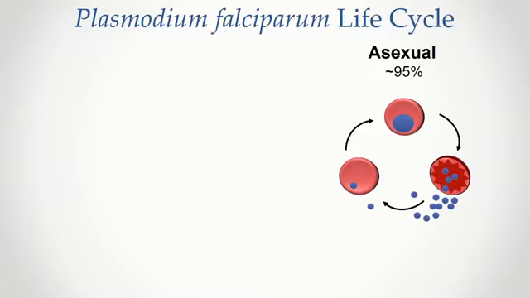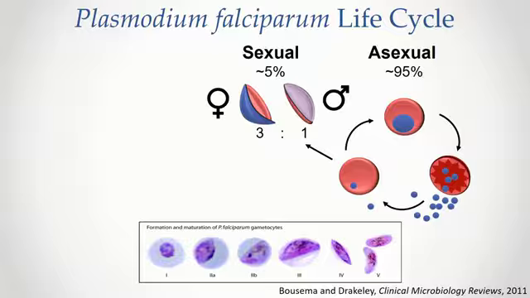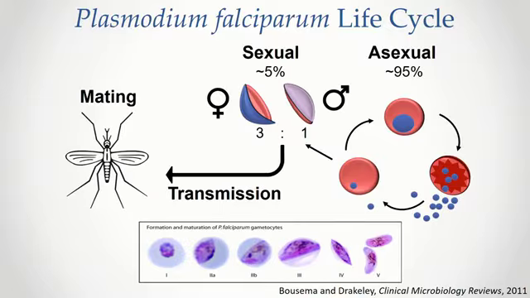Most of the parasites stay within the asexual part of the life cycle, approximately 95%. But then you have a few parasites that commit to a sexual fate, which is called the gametocyte form. These gametocytes form in a 3-to-1 ratio of females to males. They develop over 2 weeks into the mature stage 5 form, which is the only stage that is transmissible from the human host to the mosquito vector, where mating takes place.